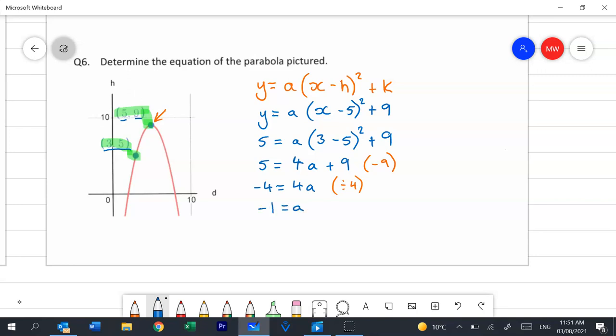Now all we need to do is write out our equation. So we've got y equals an a value of minus 1. Don't bother putting the 1 in. We get our equation that we started to write in the second line there. Question does not ask us to write it in any particular form, so we can leave it in turning point form. And we're finished.